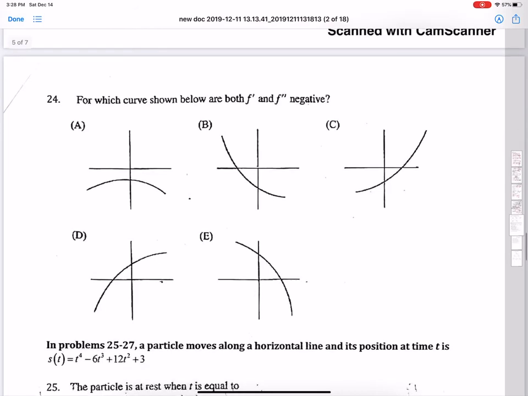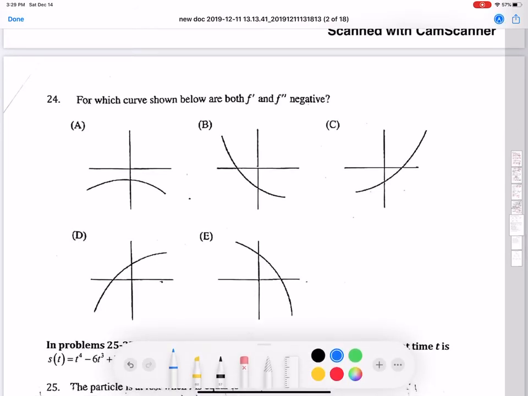Number 24, for which curve shown below are both f prime and the second derivative negative? First derivative is negative, and second derivative is negative. By the first and second derivative test, if the first derivative is less than 0, the original function is decreasing, and if the second derivative is less than 0, concave down. Decreasing concave down, the possible graph is this kind of, right? So only E is possible.